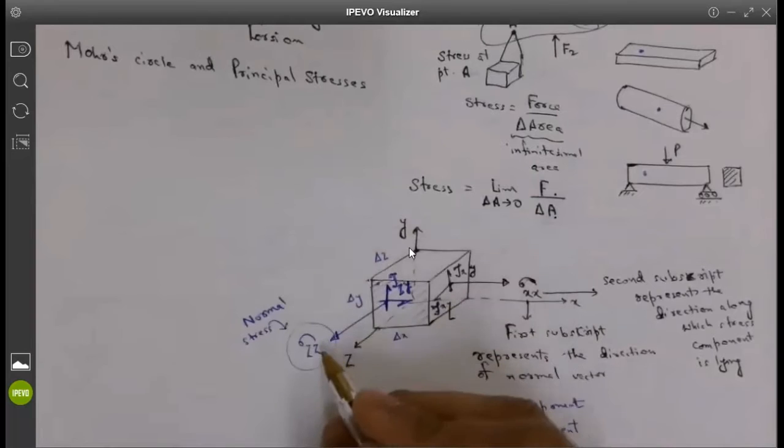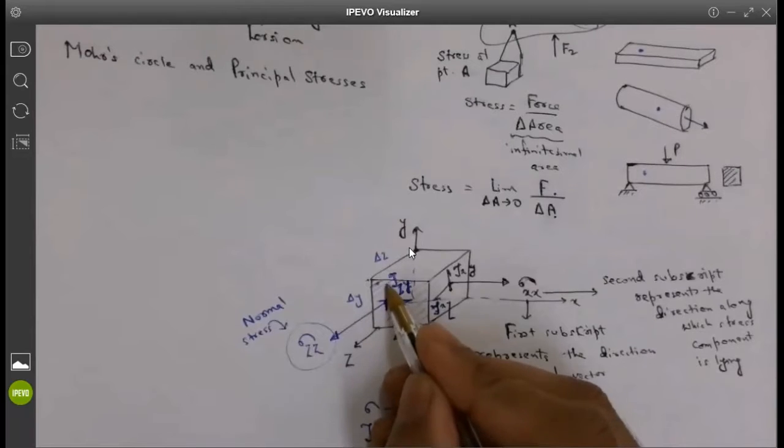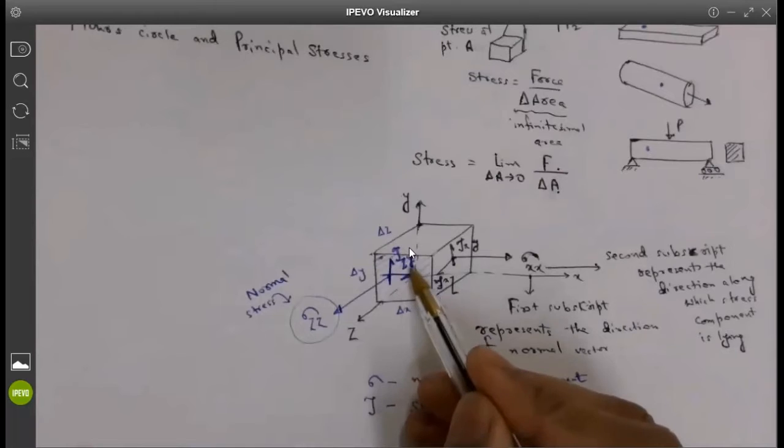It is basically called normal because it is acting in the normal direction. And for each face, there is only one normal component. And there are two other components, which we call shear components. So tau represents the shear stress. Now subscript ZY, you have correctly identified, it is tau ZY.